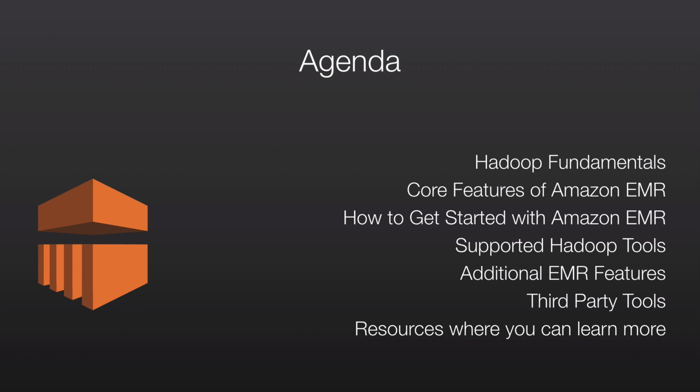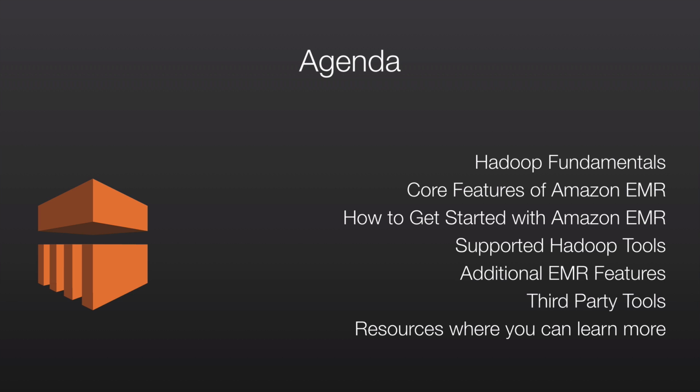Now that we've introduced EMR, let's take a look at the agenda for the rest of the session. So we're going to talk firstly about Hadoop fundamentals. How does the distributed processing engine work in Hadoop, and what sort of benefits can you get from using that engine? We'll then talk about the core fundamental features of EMR, take a look at how to get started with EMR, including a demo of a more traditional batch-based streaming workload or workflow on the EMR platform.